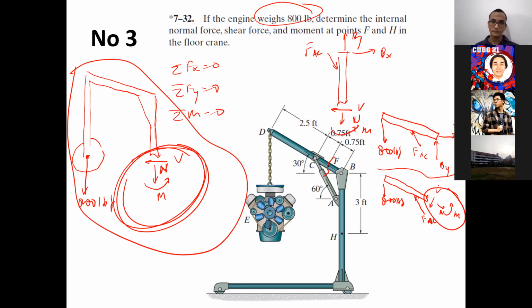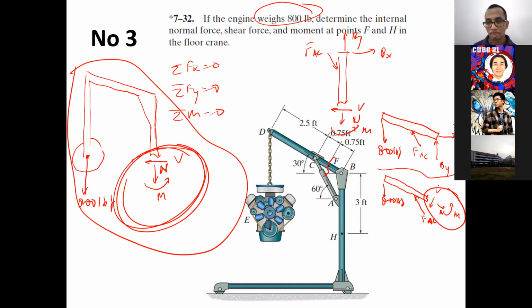Supposed to be okay, right, Rafi? Seems like in this case, you solve for F first before solving for H, right? Yes, sir. I still have a question, sir. I'm still confused about choosing the directions after determining the action reaction, sir. What do you mean by that?